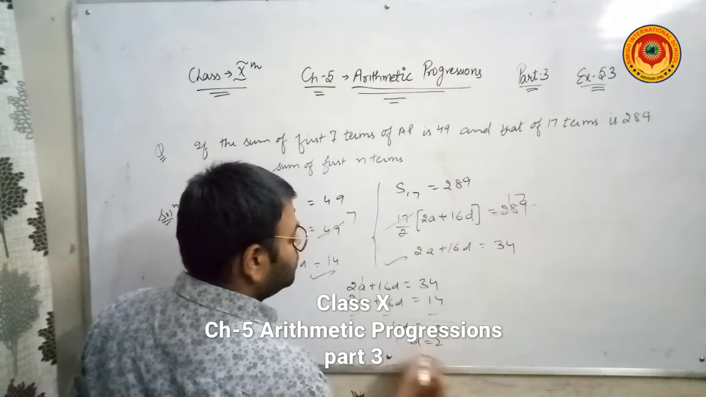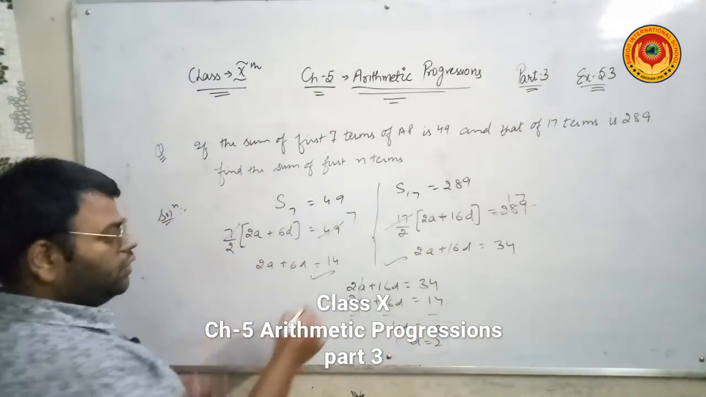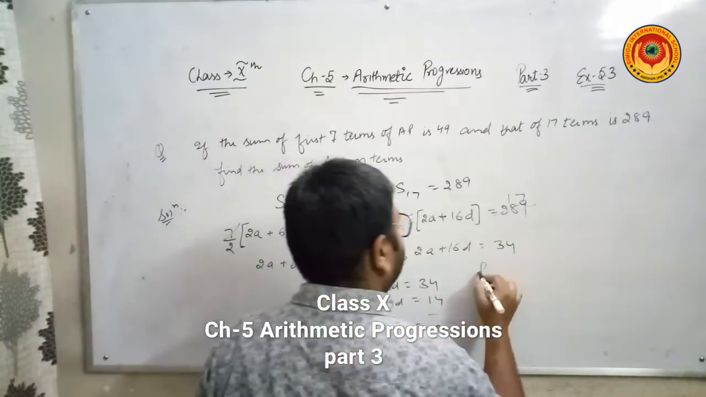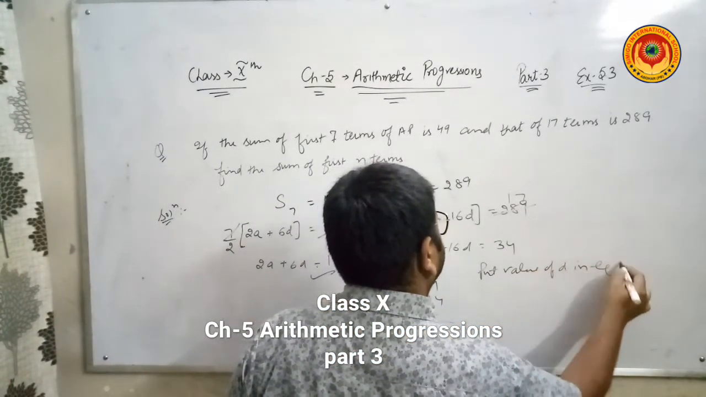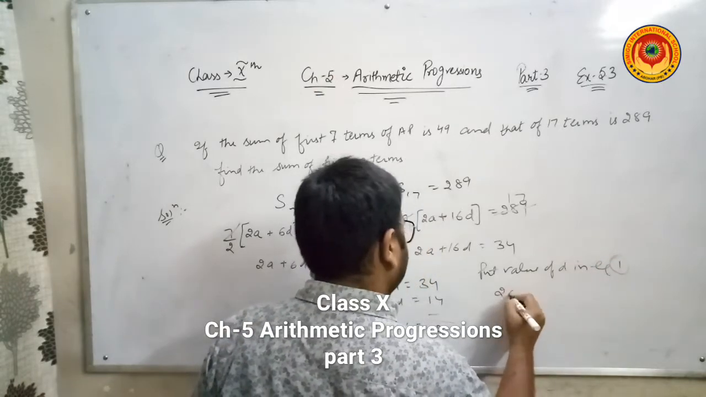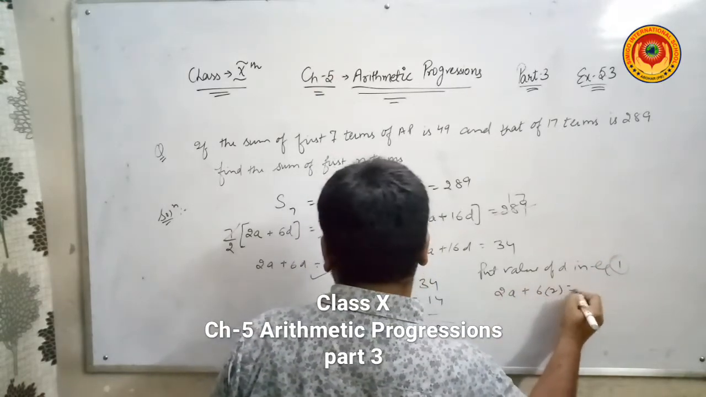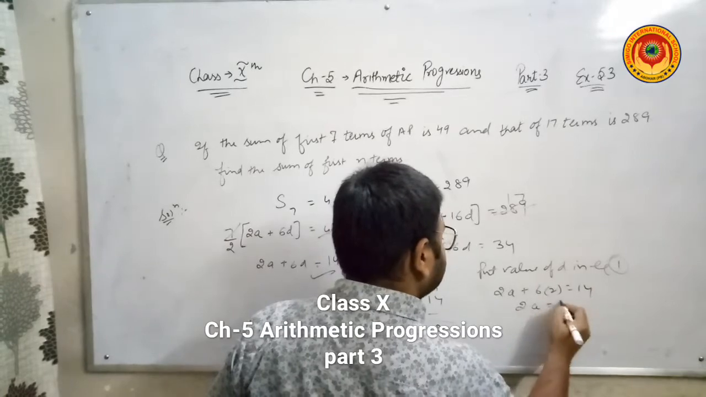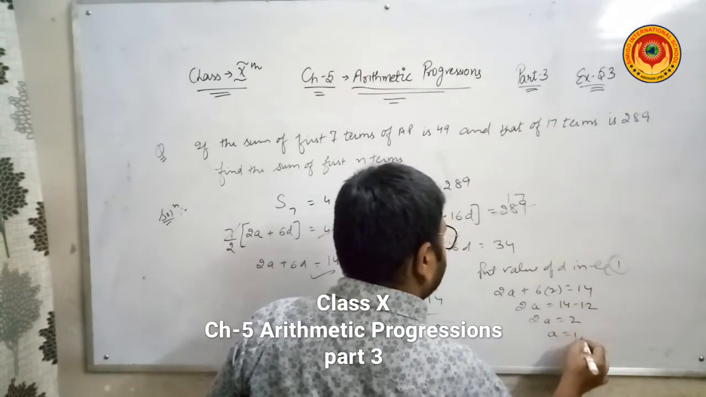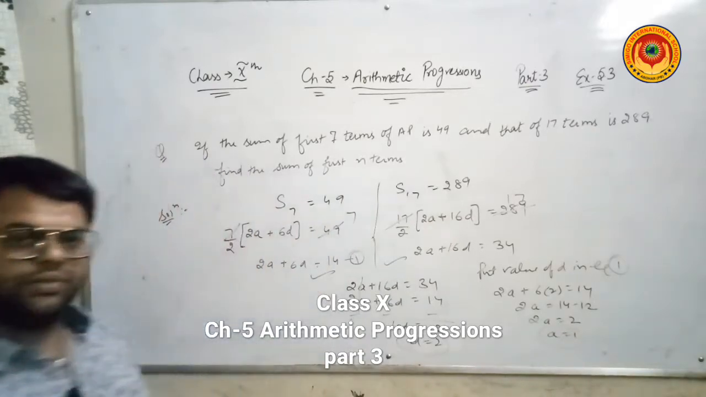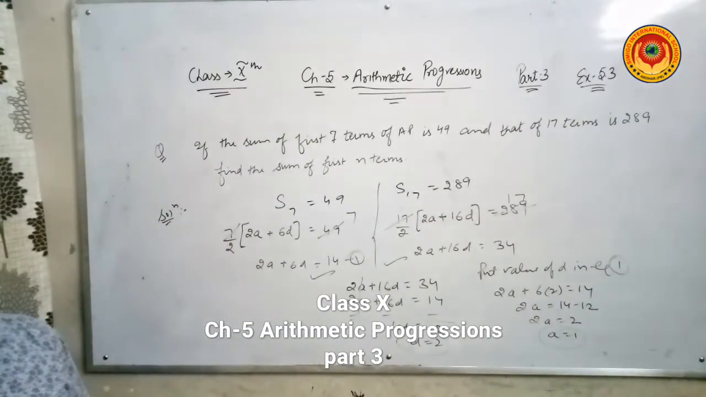So d is 2. Now fill the value of d in equation 1. What's the answer of a? 2a plus 6 into 2 is equal to 14. 2a is equal to 14 minus 12. So 2a is 2. a is 1. What's your first term now? 1, and the common difference is 2.